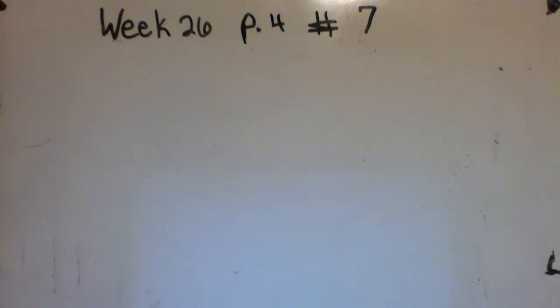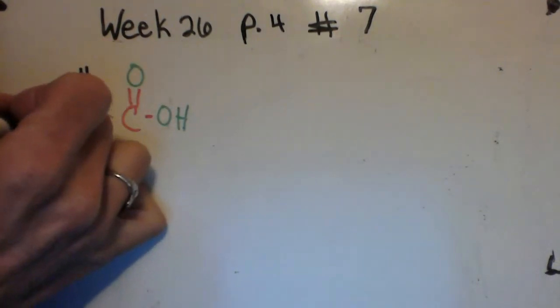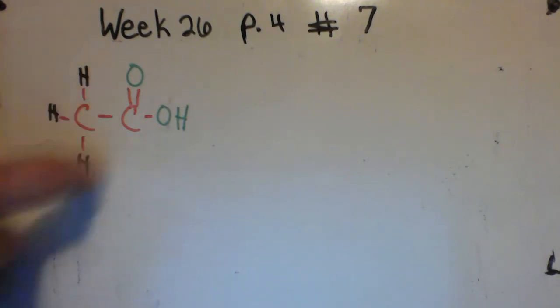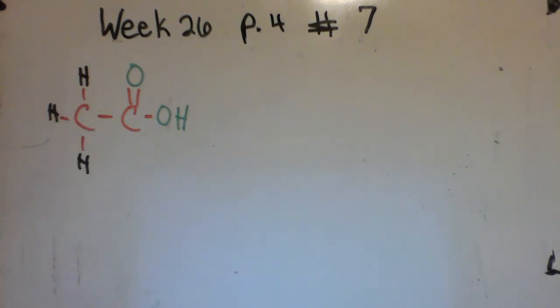Week 26, page 4, number 7. Name the ester formed from acetic acid and ethyl alcohol. So the first thing we're going to do is draw out the structures of each of these. So here we have acetic acid. You can see the carboxyl group, and you can see that there's another carbon in the chain. It's got 2 carbons.